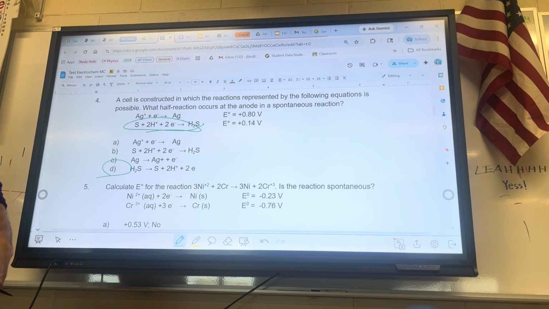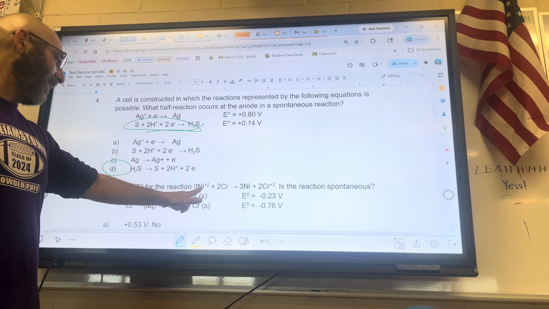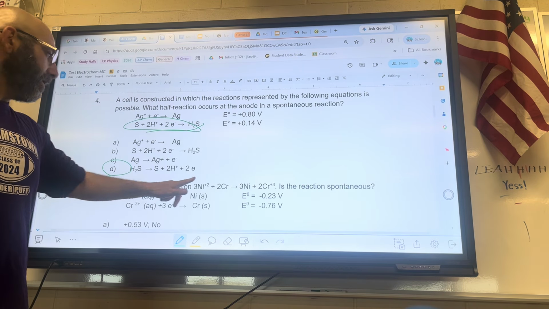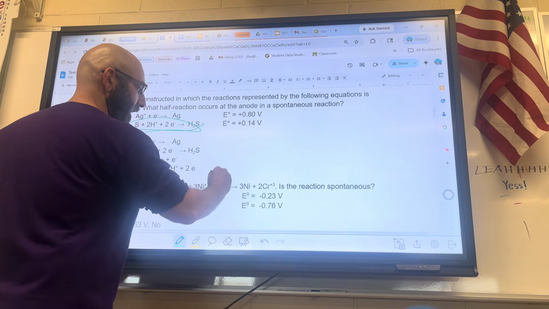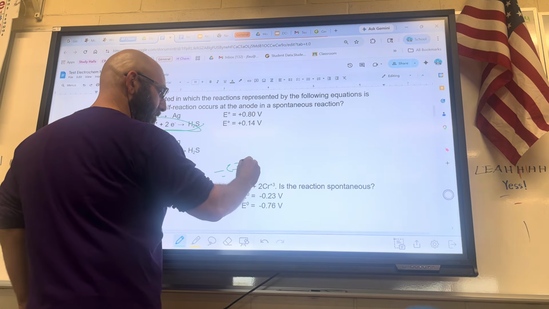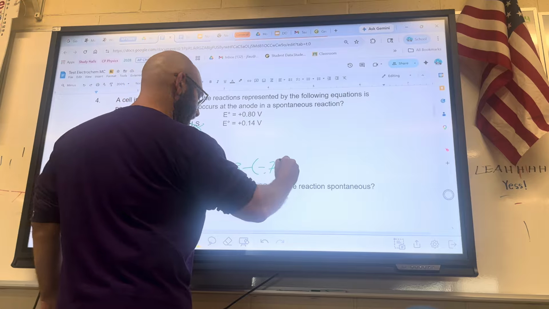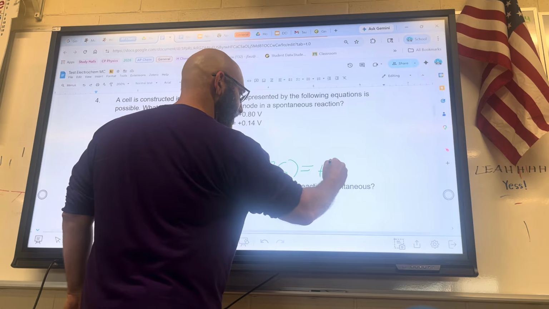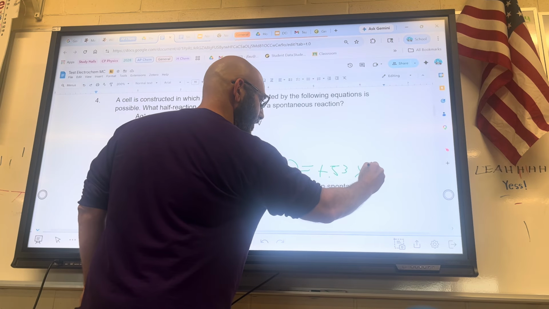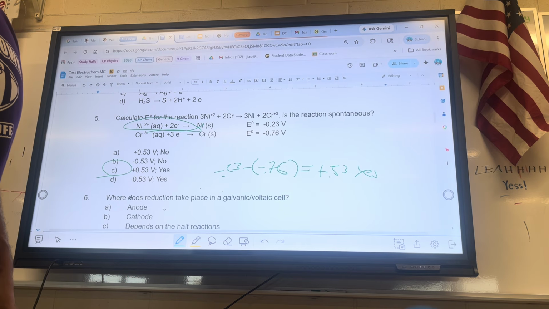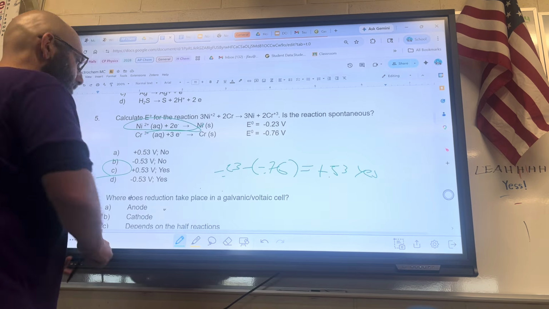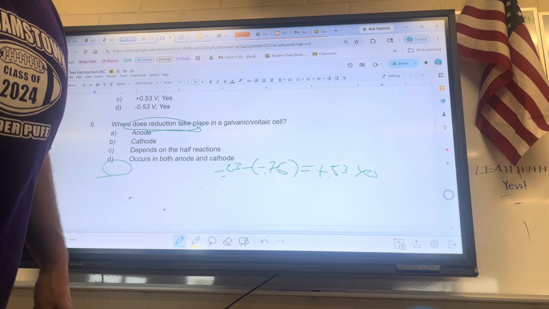For this reaction, we want to find out, is this reaction spontaneous? So if we look, the Ni is being reduced, the chromium is being oxidized, so we're going to get -0.23 minus a -0.76. Right, that's positive 0.53, and the answer is yes. So for number 5, we get C. Look at that. Neat. All right, 6.